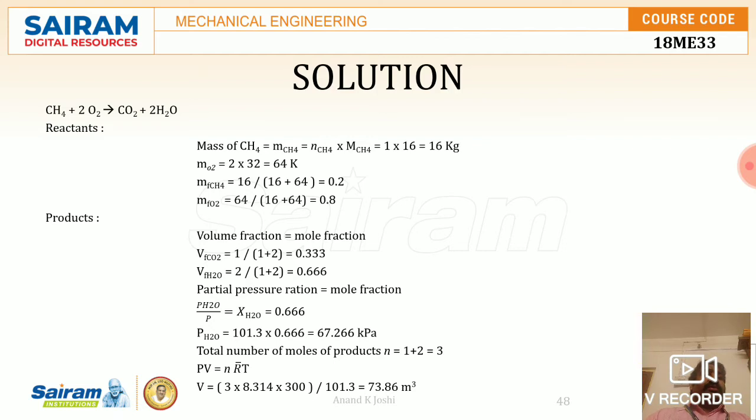N is 3 and R-bar is the universal gas constant, 8.314, into 300, divided by 101.3, which is equal to 73.86 meter cube. So this is the volume of the gas, 73.86 meter cube. This is how we are going to calculate. As per the problem, they asked to find the mass of the reactants and the mass fraction, and the volume fraction of the products as well as the volume. This is what the question asked, and this is the solution for that.